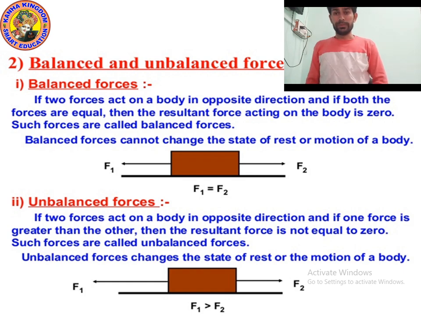Yes, if two forces act on a body in opposite directions and are equal in magnitude, then the resultant force acting on it is zero. Such forces are known as balanced forces. Okay, as you can see in the picture, there is a body on a surface, and on this body F1 and F2, two forces, are applied opposite to each other.